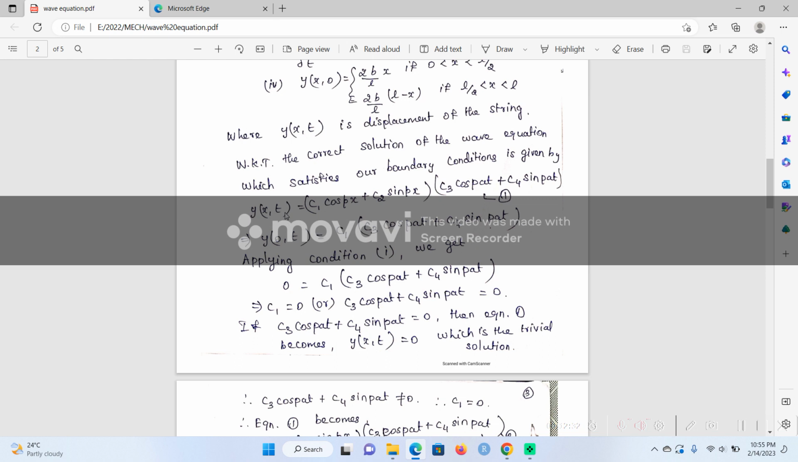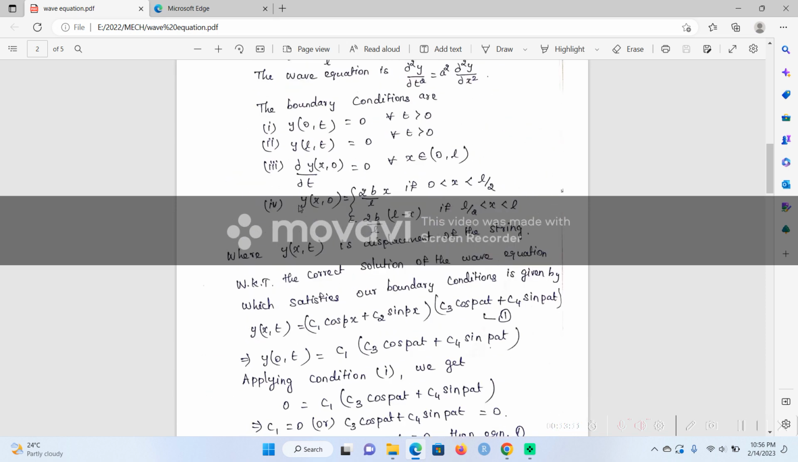So for that we know the correct solution of the wave equation. If we solve that wave equation, we have three types of solutions. Among those, two solutions are trivial solutions only. Only one solution is our correct solution. So we know the correct solution which satisfies our boundary conditions is y(x, t) = (c1 cos px + c2 sin px)(c3 cos pat + c4 sin pat). So this is our correct solution. We are considering this as equation 1.